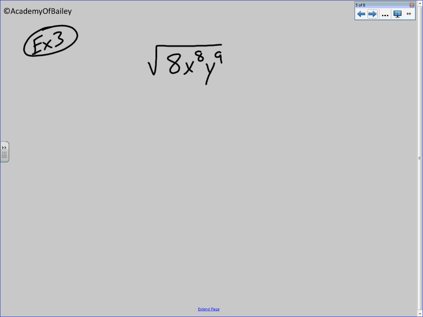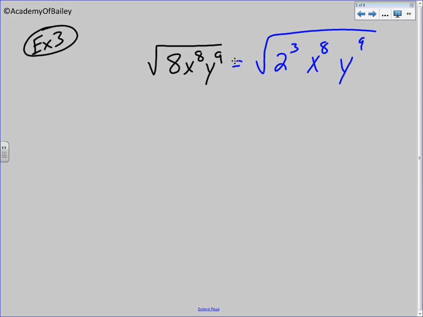This is the square root of 8, x to the 8th and y to the 9th. See if you can try this one on your own, see what you can come up with, and then check your solution with mine. Remember, it's square root, so there should be a 2 there. Square root of 8, I'm thinking this is 2 to the 3rd power.